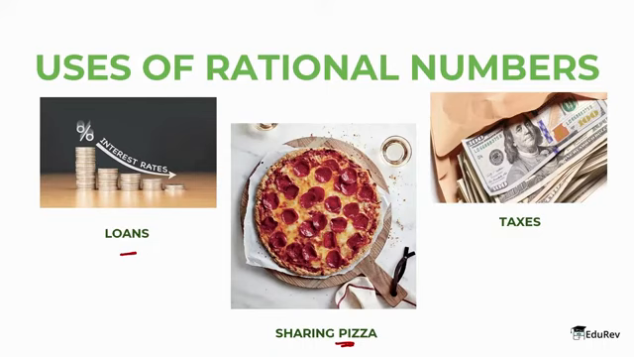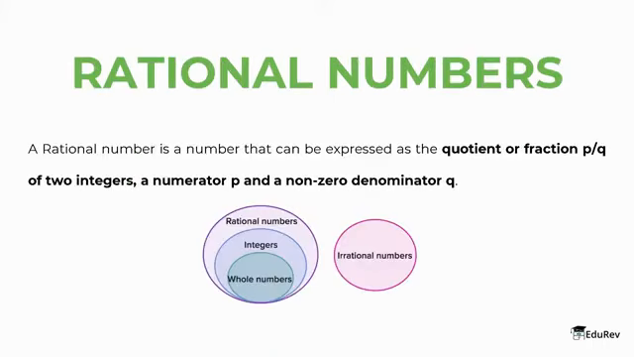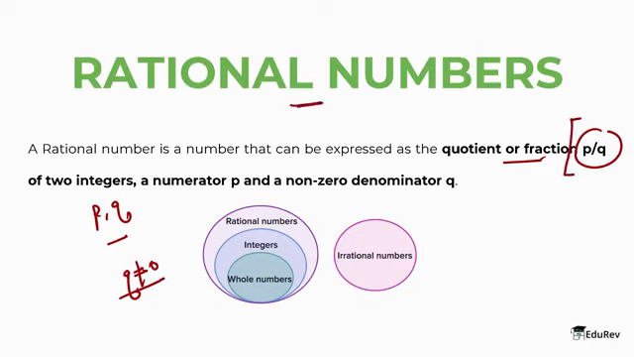Let's decode this chapter. Now, in mathematics, a rational number is a number that can be expressed as what? A quotient or fraction, that is p by q, of two integers, where p and q are integers and q cannot be equal to 0. So whenever we encounter this type of situation, that number is referred to as a rational number.